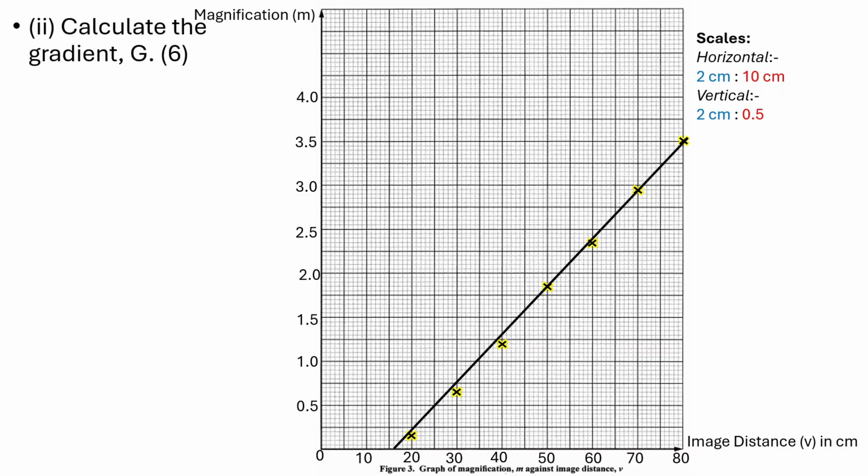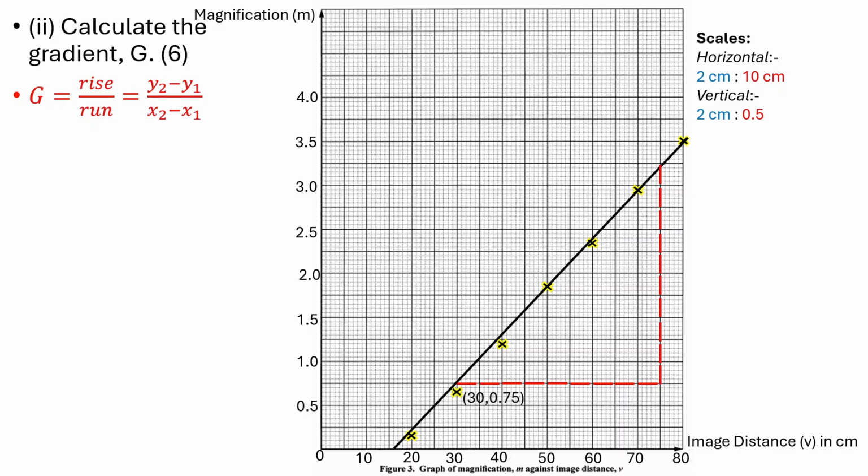Then part 2, we are to calculate the gradient G for 6 marks. So remember that gradient is rise over run, or y2 minus y1 over x2 minus x1. So whenever you find the gradient for the Physics CSEC, you get a mark for drawing your dotted triangle. Remember that the dotted triangle should not be points that are on your line of best fit that were plotted, but any other points on your line of best fit. So here we can pick these points that you see being outlined with our red dotted line.